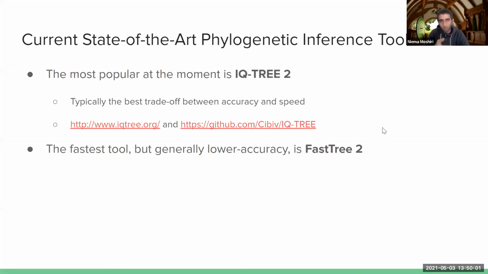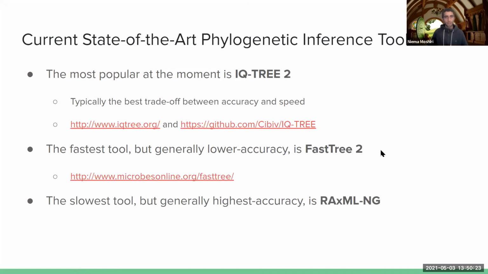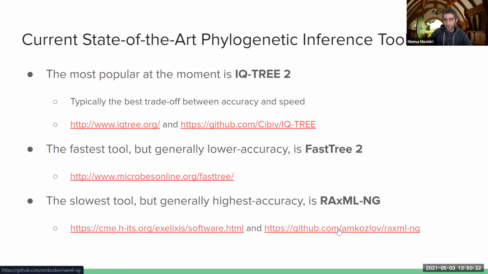The fastest tool, but generally considered the lower accuracy of the bunch, still decent accuracy but not the best, is called FastTree2. Here is the link to the website, which also has the source code. I think IQtree is written in C++. I think FastTree is written in straight up C. And then the slowest tool out of these, but generally the highest accuracy, is called RAxML-NG. Here's the website, and here's the source code. I think this one's written in C++.